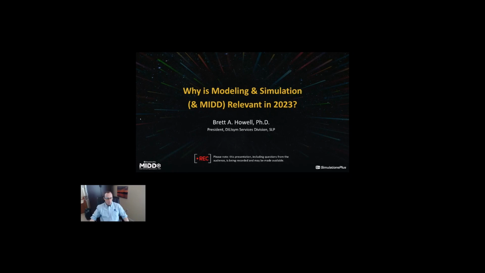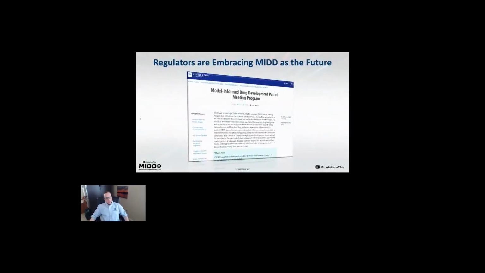And so, the relevant question is why modeling and simulation, why model-informed drug development in 2023? And, as we think about this, first, in a broad sense, one of the critical reasons why this is so important to us and to us as a scientific and modeling community is because it matters to regulators, and also, not just regulators in general, but here we see an example of how it matters to the Food and Drug Administration particularly.